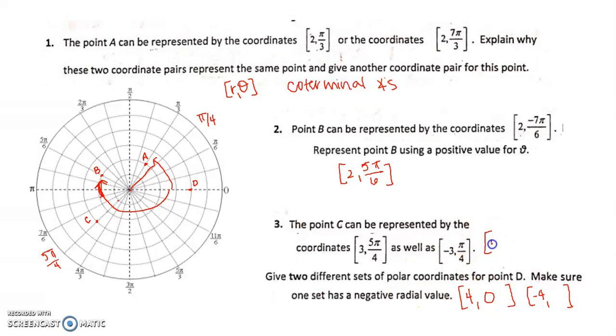Now I could have said 2 pi. That would be going around more than once, or technically going around at all. Or I could have said negative 2 pi. That would be going the opposite direction.